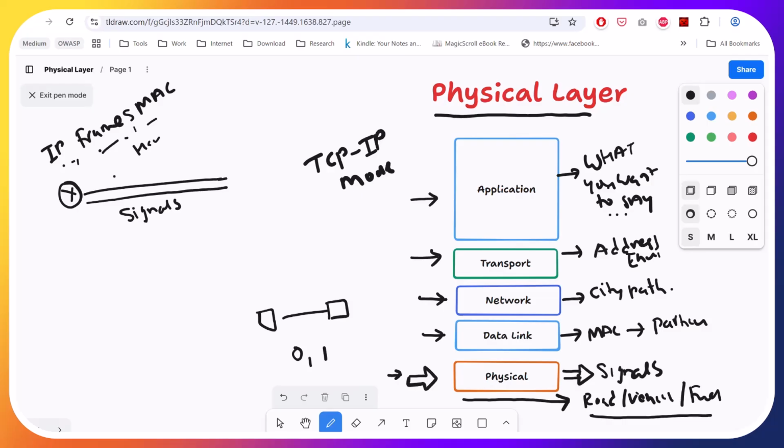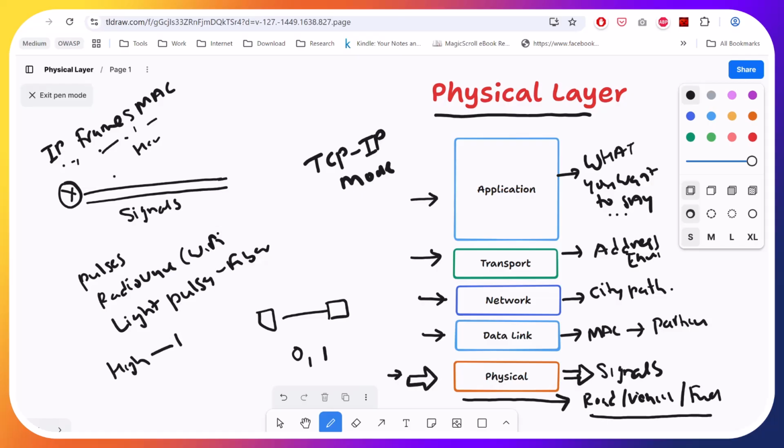So at a high level, what actually travels on the wire? It's not packets, not frames, only electrical pulses. Radio waves if it's Wi-Fi, and light pulses if it is fiber optic. Generally, high voltage will be denoted by 1, low voltage will be denoted by 0, and that's it. Everything is covered here.